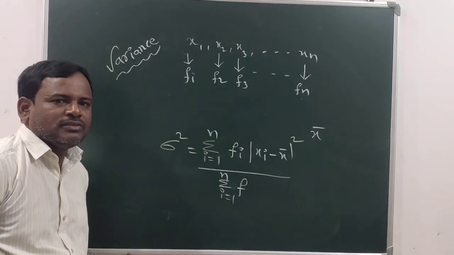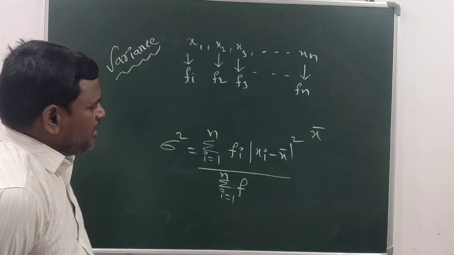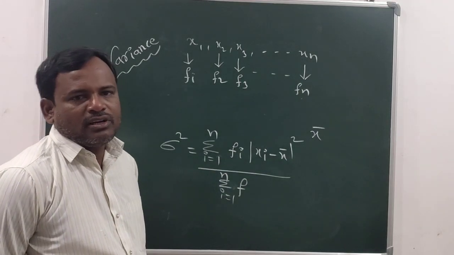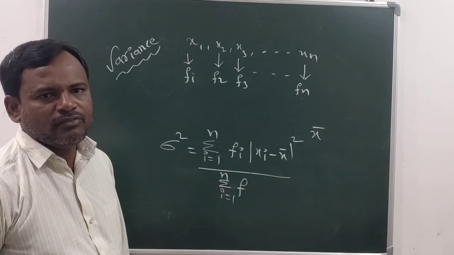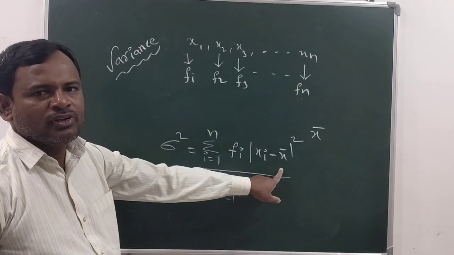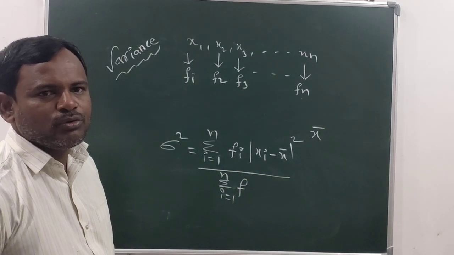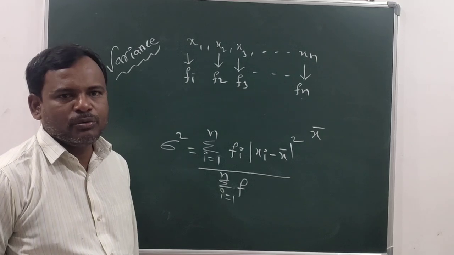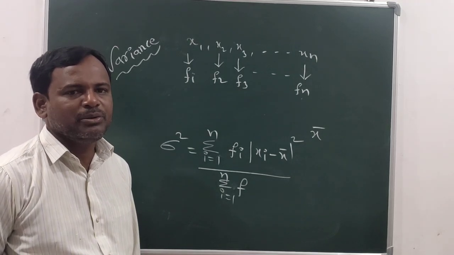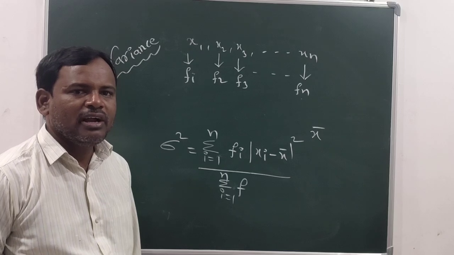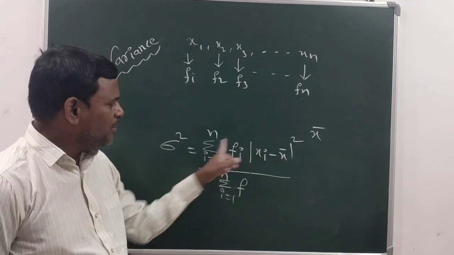Okay students, even for the grouped data, the same formula applies. For the grouped data, x bar, just now we read how to find the mean of grouped data: a plus 1 by n sigma fi di into h. Use that formula to prepare the mean and apply this formula.